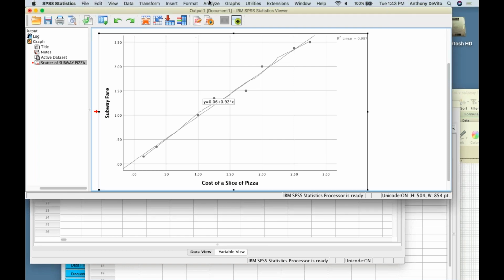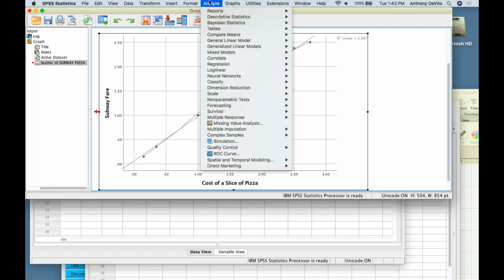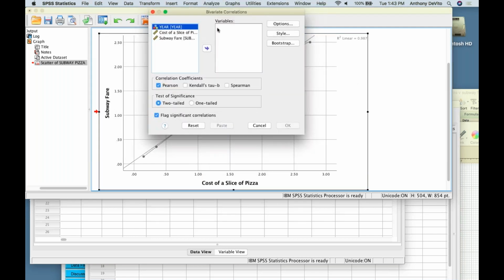Okay, and how do we do that in SPSS? Analyze, correlate. Simple enough, right? And bivariate. Why bivariate? Two variables, right? We're only going to use this right now for two variables. In this case, pizza and subway fare. Now it's asking me to put the variables into this box. So I move in the cost of a slice of pizza. Notice it won't let me click OK. Then I move in the subway fare. Now it's got two numerical variables to work with, so it'll let me go ahead with this.